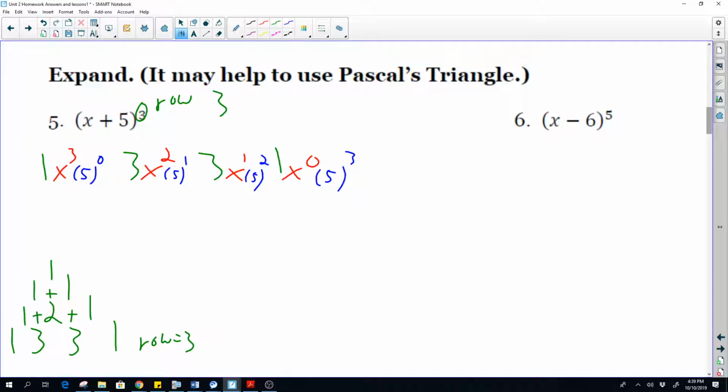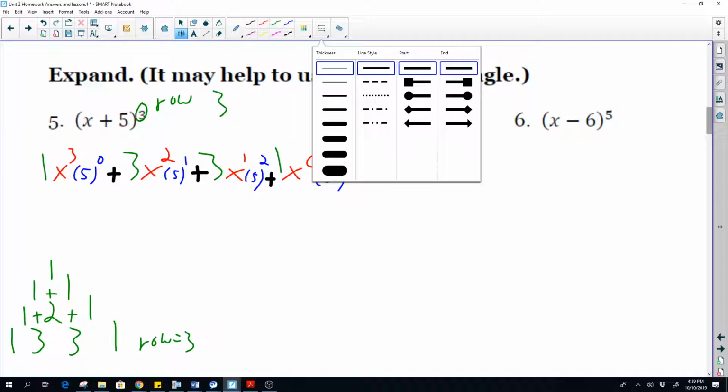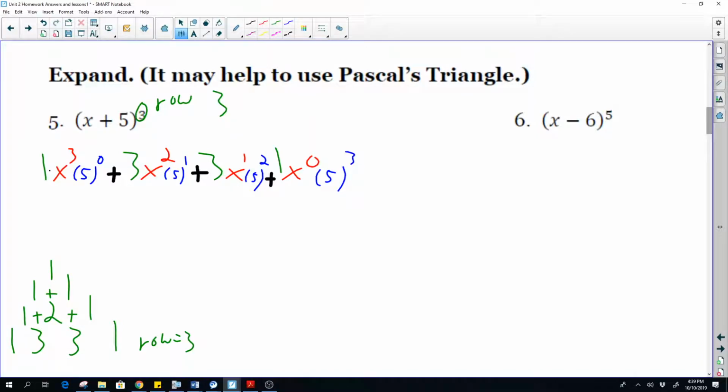So that's 3 times, and now we're going to go and put pluses there. And we're going to go ahead and just go through each one carefully and multiply stuff out. So 1 times x cubed is x cubed. 5 to the 0 power, anything to the 0 power is just a 1. So 1 times x cubed is just going to be x cubed. Plus 5 to the first power is just 5 times 3 is 15. And then bring down the x squared. 3 times 5 is 15.